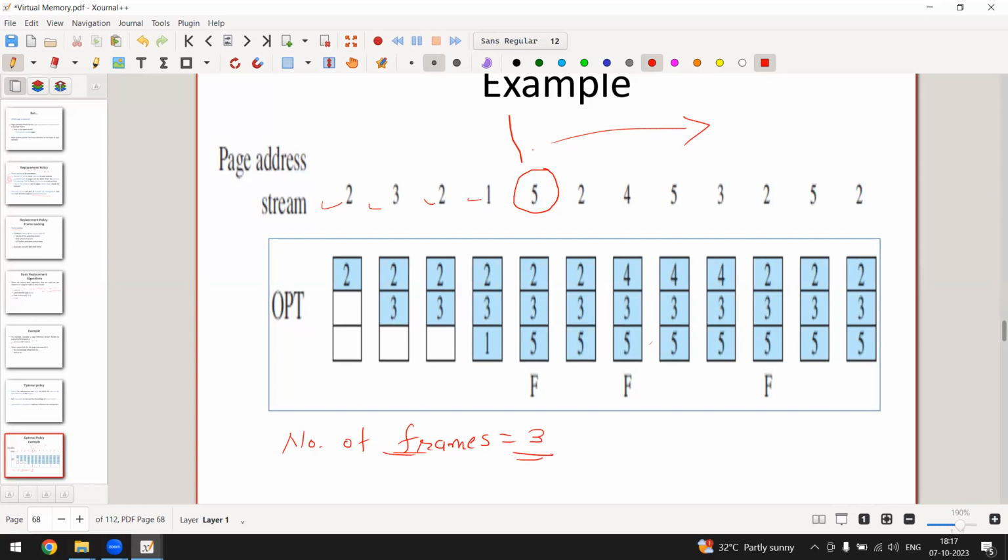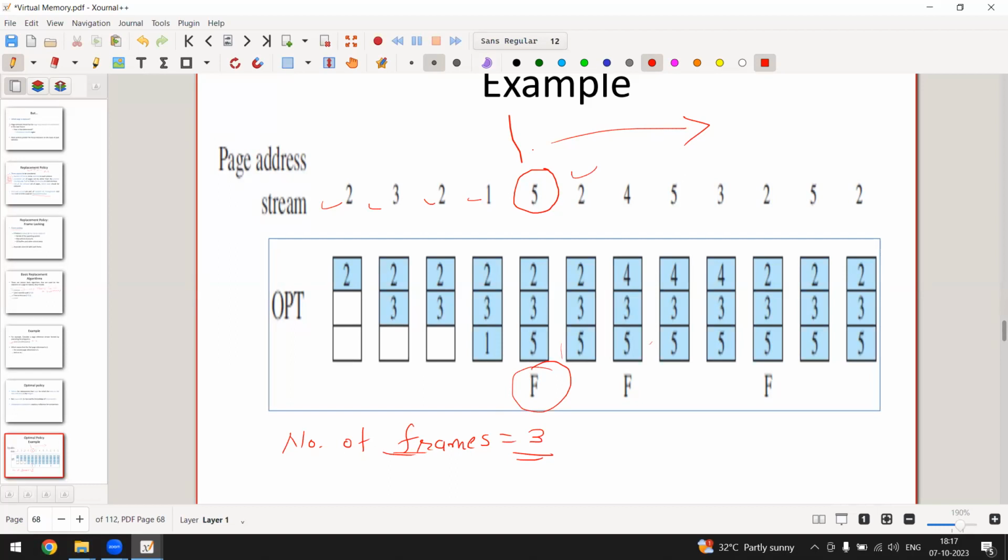Whenever I do swapping, I have to generate a page fault. What is the meaning of page fault? It means that I want to bring 5 in, but 5 is not present in the current scenario. So it is a page fault. So one page fault I have. The next reference is 2, but 2 is already here. So we are fine.